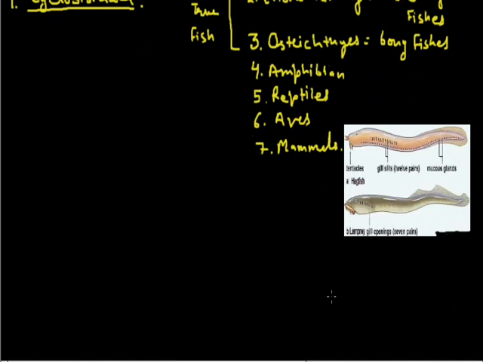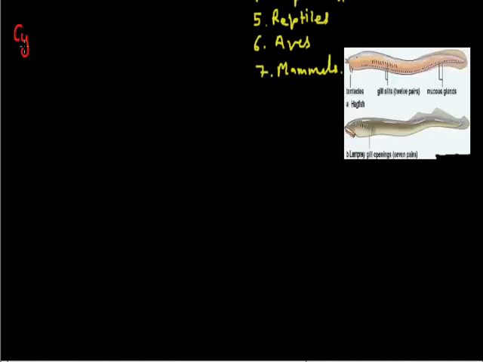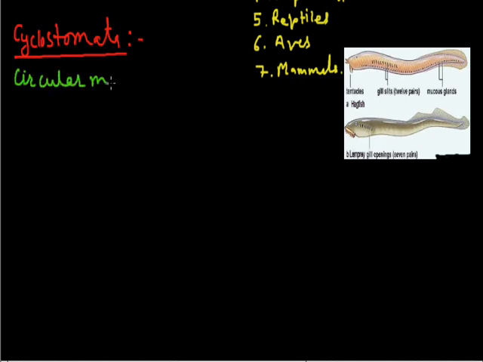So first of all we discuss the Cyclostomata. Cyclostomata means the animal which has a circular mouth. The first unique feature of this class is that these animals have a circular mouth. Why is the circular mouth present in this class? Because these animals are jawless, they have no jaw in their mouth, so they have no teeth in their structure. These animals are basically parasites, parasitic in their mode of nutrition. They are parasites on fishes.